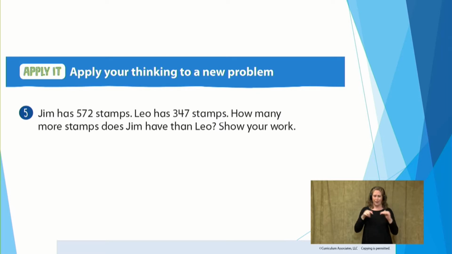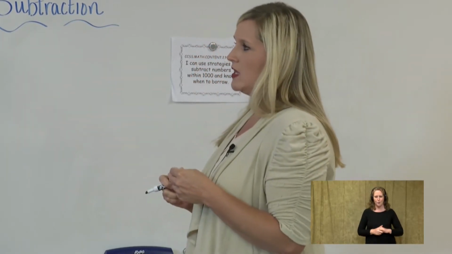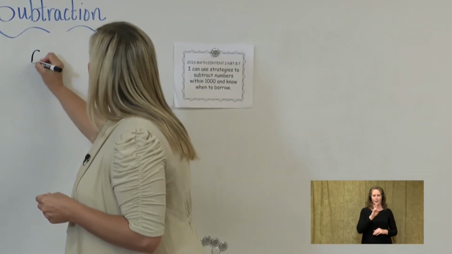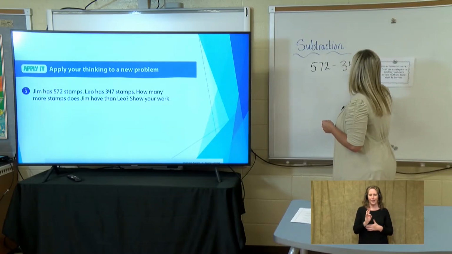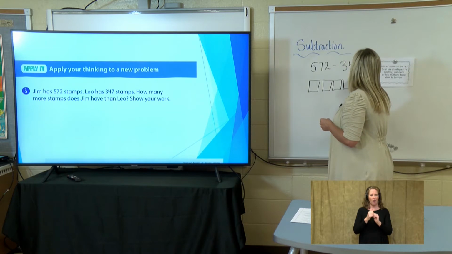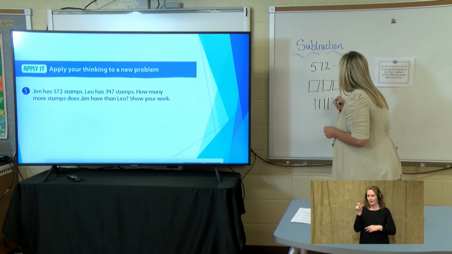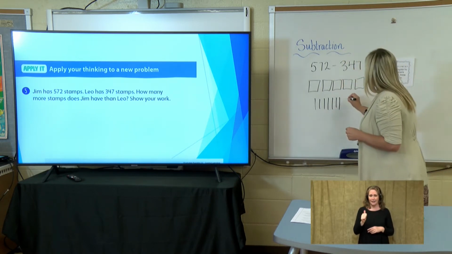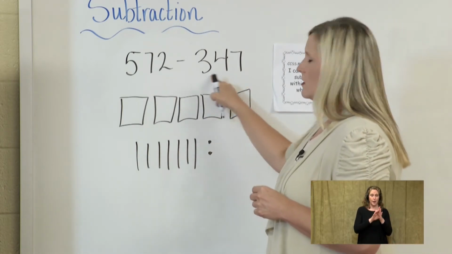All right, so what strategy did you use? We're going to solve this really quickly to see if you got the right answer. We're going to use our picture strategy because I think that might be the quickest for us to finish this problem up today. So 572 minus 347. All right, so let's write our 500s, 1, 2, 3, 4, 5. Then we're going to use our sticks for our 7, 1, 2, 3, 4, 5, 6, 7 tens, and then we have 2 ones.